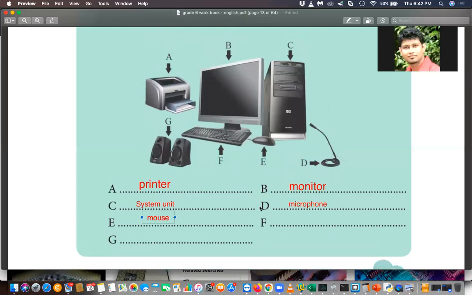Okay, what is F then? Keyboard. Yes, very easy. Keyboard. Very good. So it's an easy question. And what is G? Where's G? Yes, G is speaker. It's speaker. Now you can write down this in your book, guys, right?